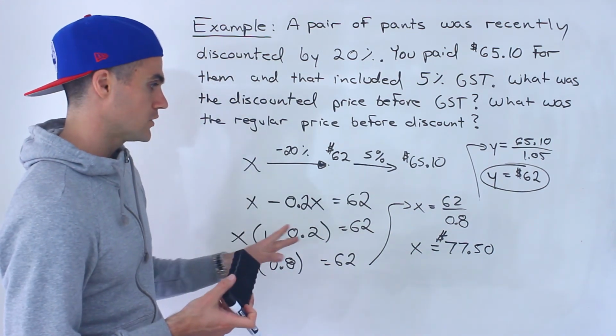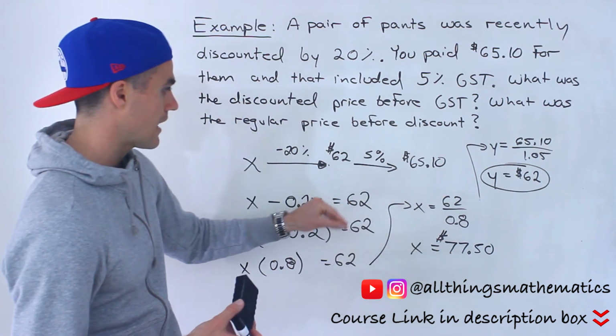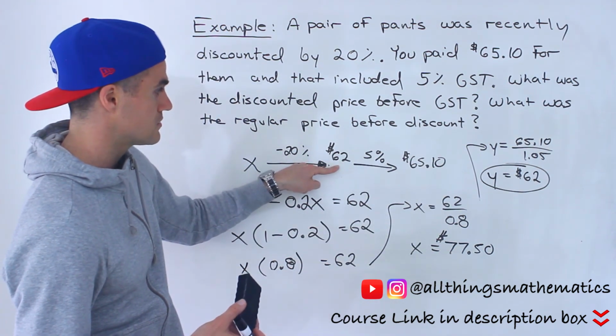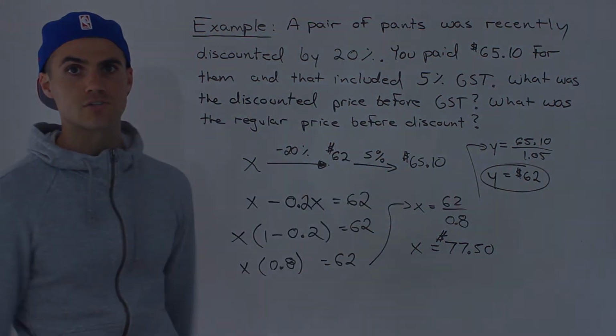If you want to check your work, you can go through this. Take 77.50, take 20% off, or multiply by 0.8, and we get 62. Take 62 multiplied by 1.05, and we end up with $65.10.